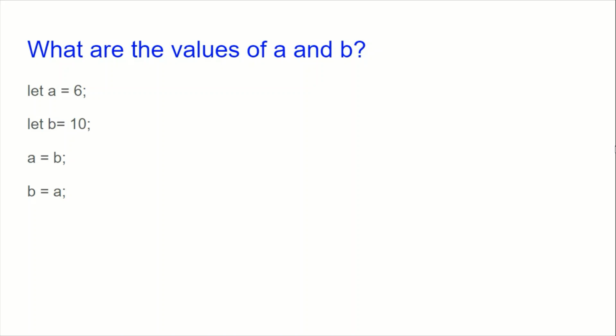What are the values of A and B after the following code? So after the first 2 assignments, we have A equal to 6, B equal to 10, and then the third statement, we assign B to A, so both A and B become 10. And then we have the fourth statement, B equals A, which really doesn't do anything because both A and B are already 10. So the final answer is both A and B are 10. If you recall, that's why when we need to swap two variables, we have to have another temporary variable.